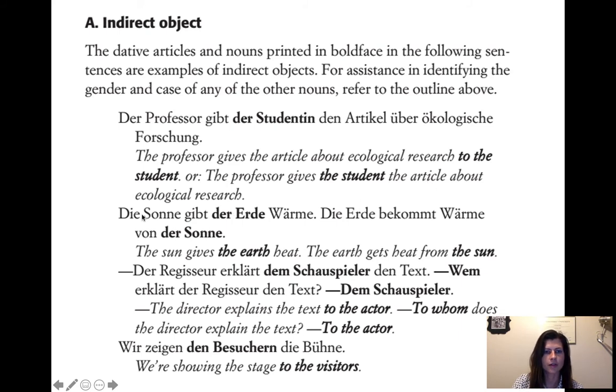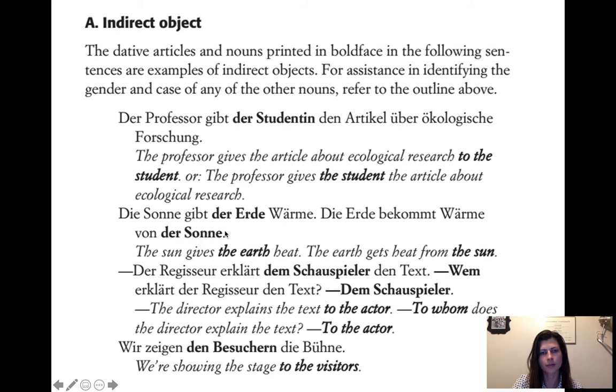Yes. Die Sonne gibt der Erde Wärme. Die Erde bekommt Wärme von der Sonne. So the sun gives the earth heat. So Erde is feminine. So it's like to the earth. Because this would normally be die Erde. And then die Erde bekommt Wärme von der Sonne. Die Sonne, it's actually feminine.